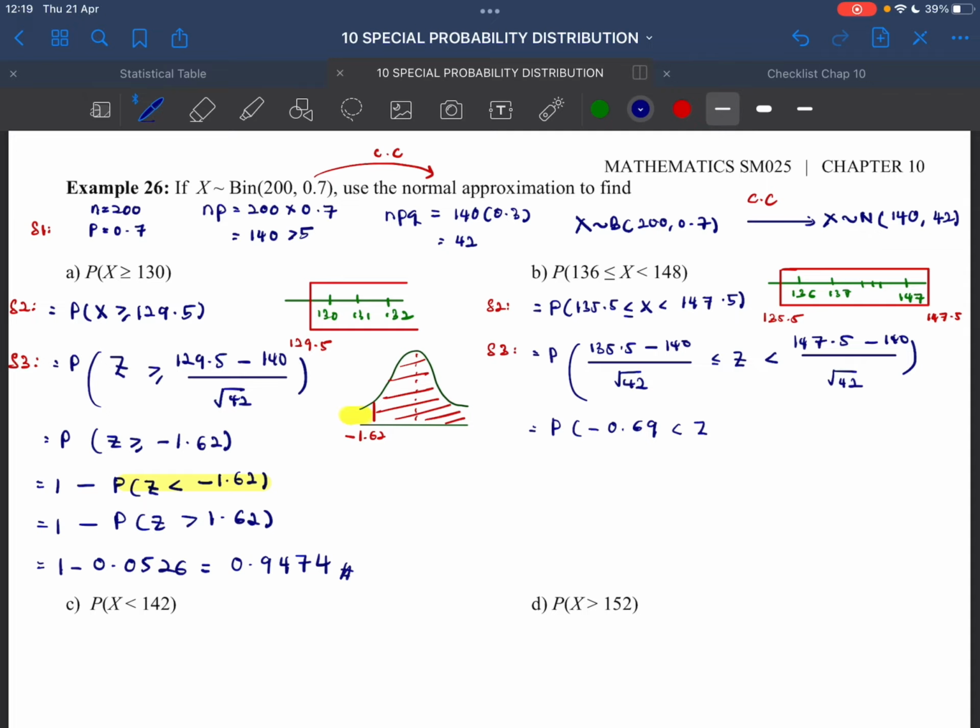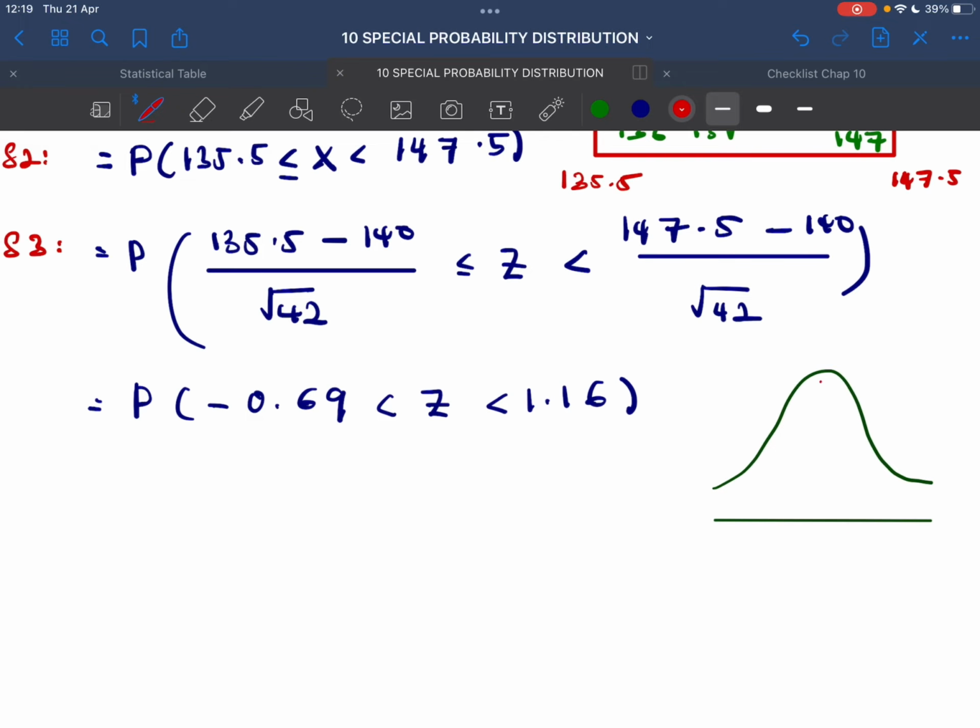less than Z less than 1.16. Okay, so again we are going to draw the bell shape. One negative, one positive. So negative, here is your 0. Negative 0.69, 1.16. So the area is in the middle here.